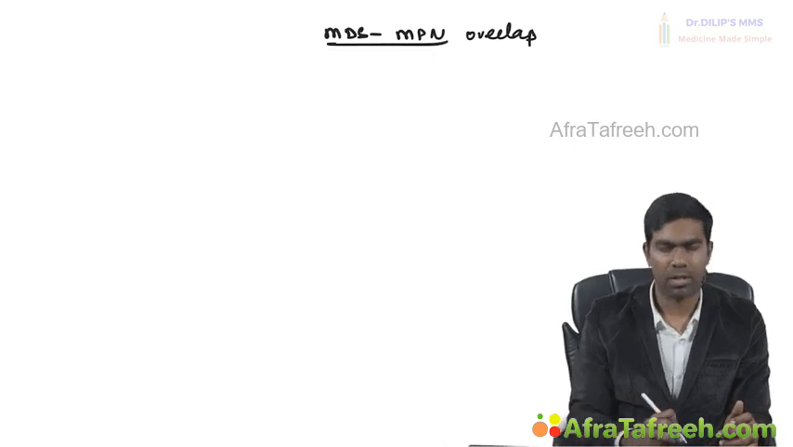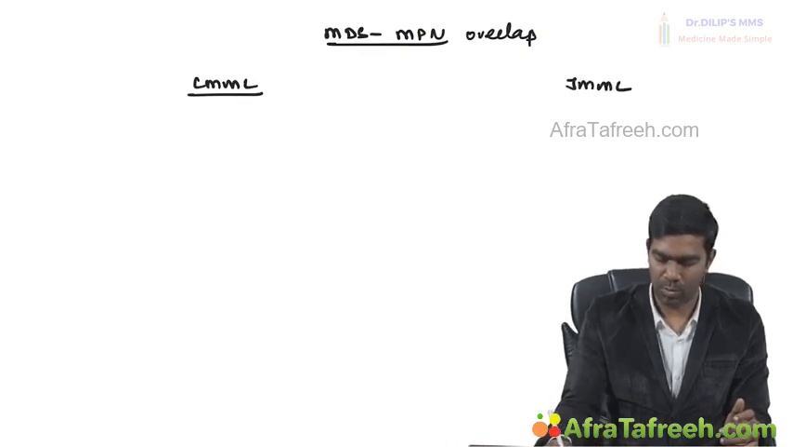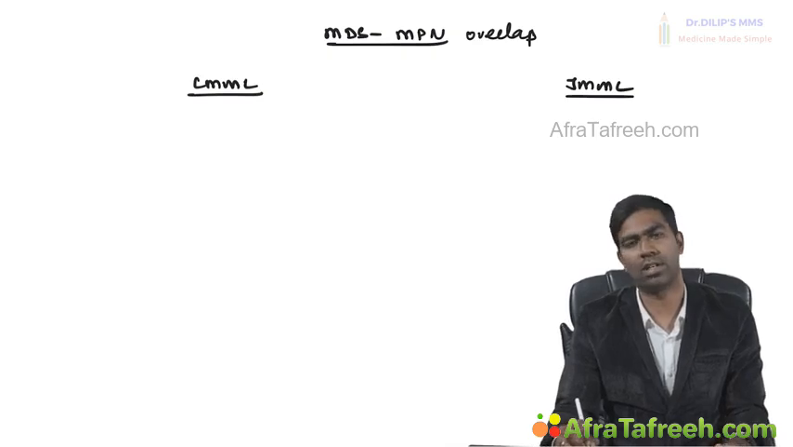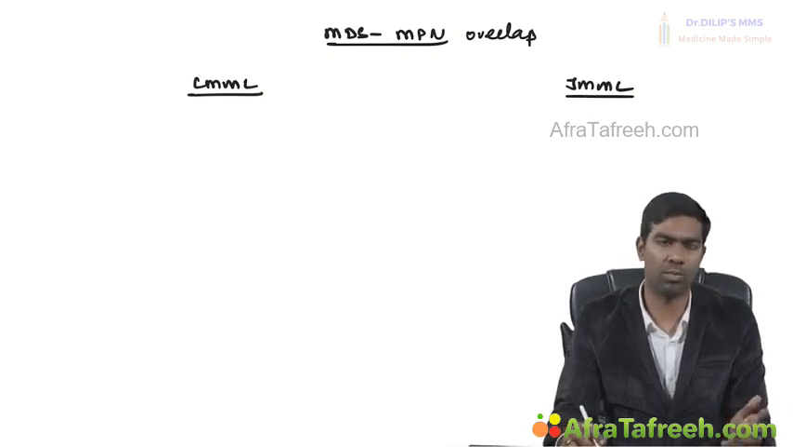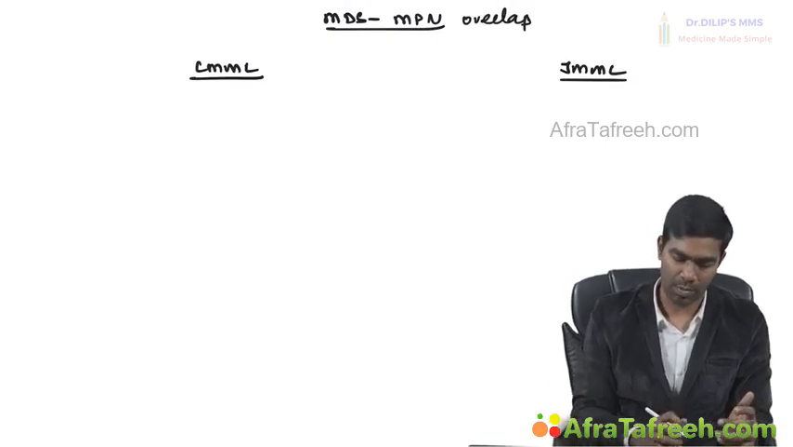So this is all you want to know about myelodysplastic syndrome. And there are two overlap syndromes I'm going to talk about, called MDS/MPN overlap. One is CMML, chronic myelomonocytic leukemia, and the second is JMML, juvenile myelomonocytic leukemia. Both will have features of both MDS as well as myeloproliferative neoplasm.